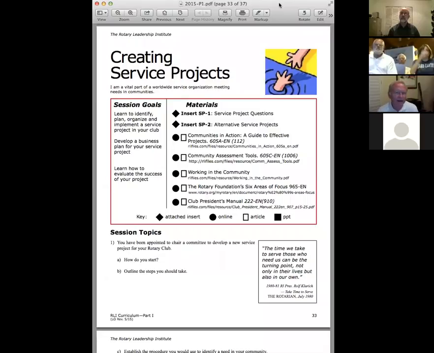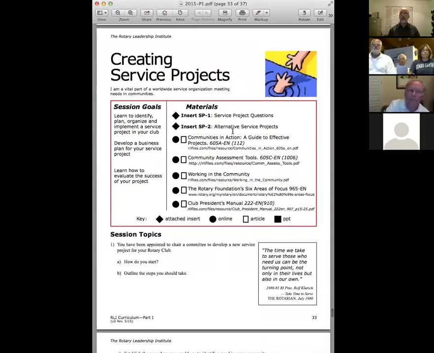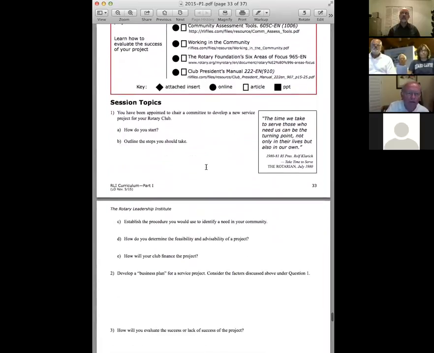I'm going to try and speed the pace up a little. And here's my plan. We've got about 45 minutes. I want to spend maybe 4 or 5 minutes just talking about the introduction. Then we're going to have this first question where we're going to talk about service projects. And item 2 is develop a business plan for a service project.